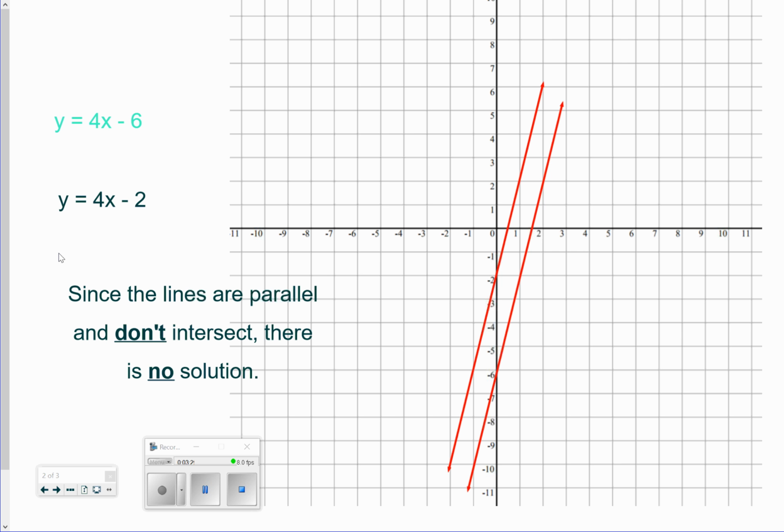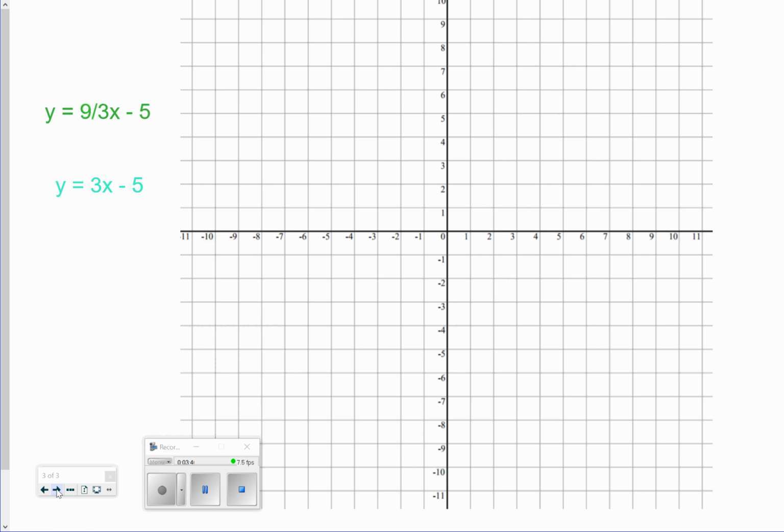Just like when we solved equations and ended up with, say, 5 equals 19, we recognized that there was no solution. What it looks like graphically is 2 parallel lines. They never cross. So the last possibility is to graph a system, excuse me, with an infinite number of solutions.